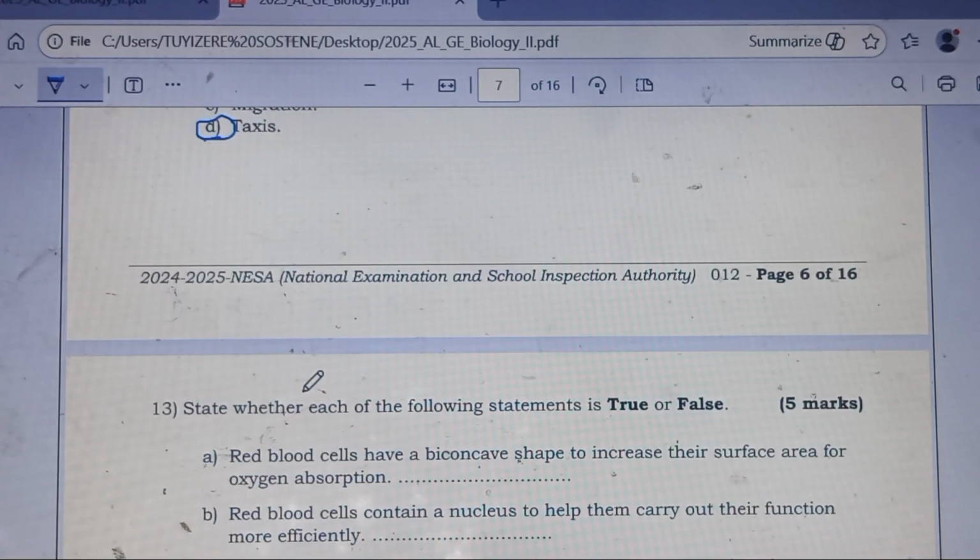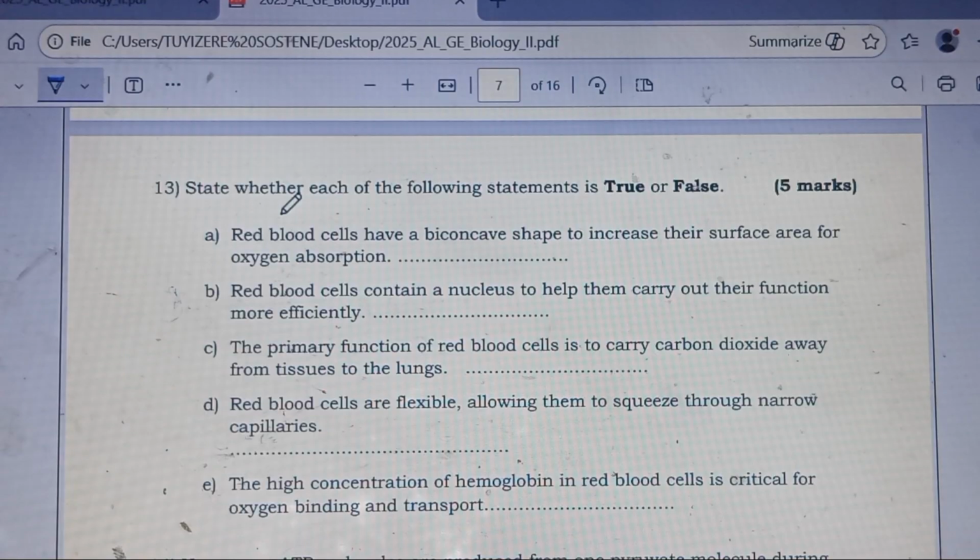Question number 13. State whether each of the following statements is true or false. Red blood cells have a biconcave shape to increase the surface area for oxygen absorption. The correct answer here is true. Red blood cells have a biconcave shape.